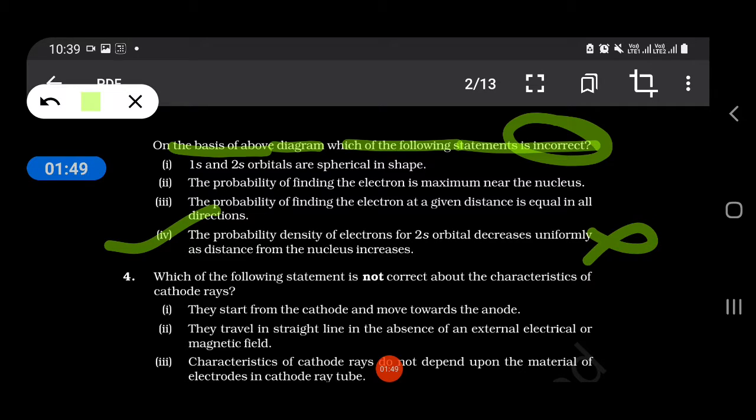It is not correct. It says that the probability density of electrons for 2s orbital decreases uniformly as distance from nucleus increases. And the correct options are: 1s and 2s orbitals are spherical in shape. The probability of finding the electron is maximum near the nucleus. The probability of finding the electron at a given distance is equal in all the directions.